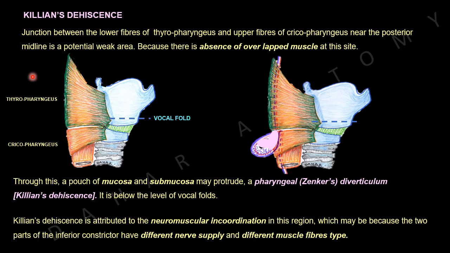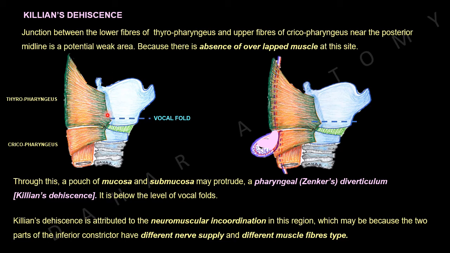Look at this diagram. This is the vocal fold. We know that the posterior walls of the superior constrictor, middle constrictor, and thyropharyngeus muscles overlap and end at this level.